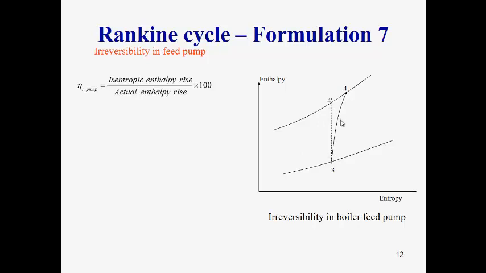Isentropic enthalpy rise is less than the actual enthalpy rise. So isentropic efficiency is defined as isentropic enthalpy rise by actual enthalpy rise, the smaller value by the higher value: H4 dash minus H3 divided by H4 minus H3. For a known value of efficiency, at the end of this pumping, H4 can be determined from this equation.